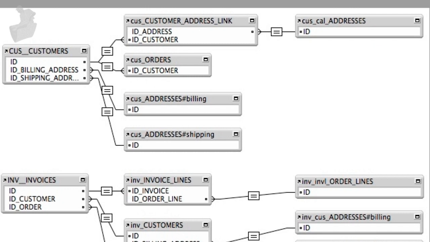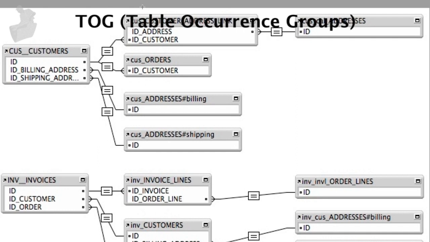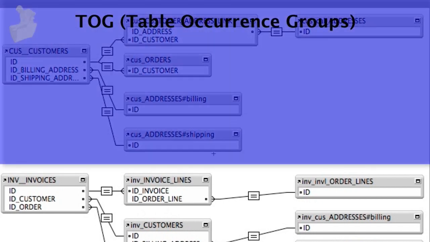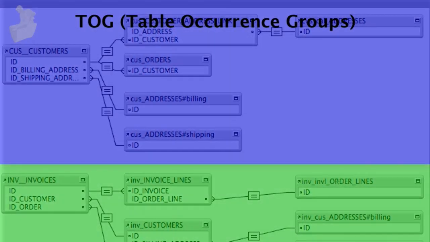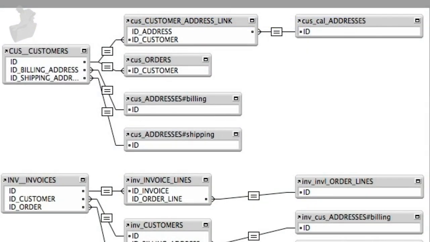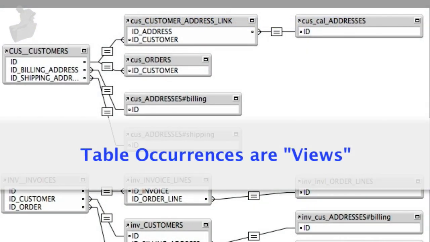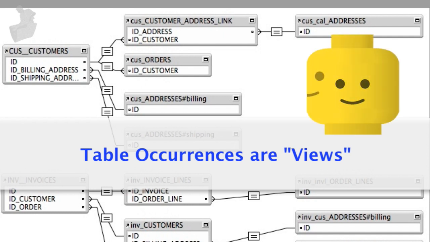Now let's take a look at a little bit more complicated relationship diagram. This relationship diagram is from another FileMaker solution, but I want to point something out here. There are two what we call table occurrence groups here, or TOGs, T-O-G. This is one table occurrence group here, and one table occurrence group here. Now what's really important to know and understand is that table occurrences really are views. They're perspectives.